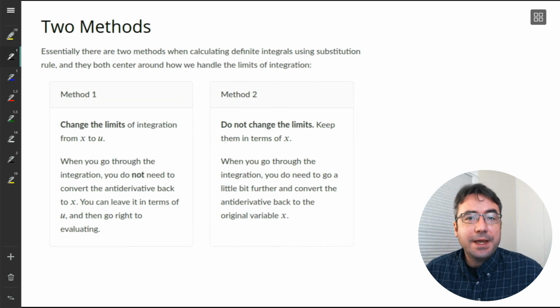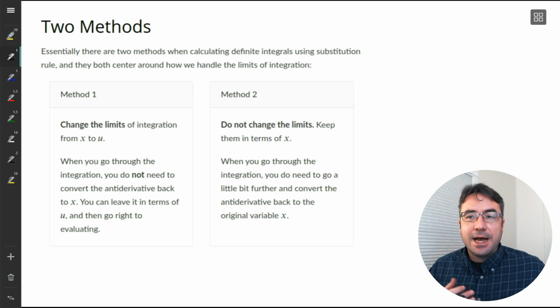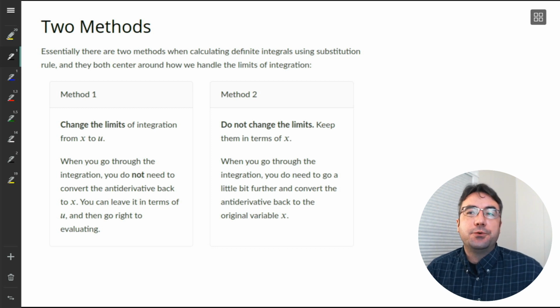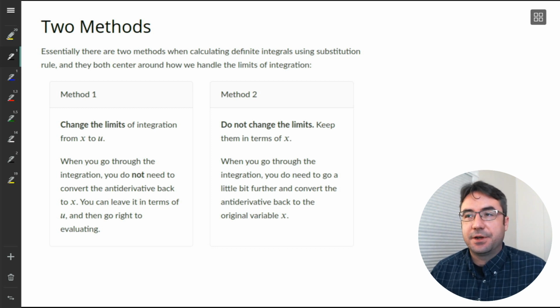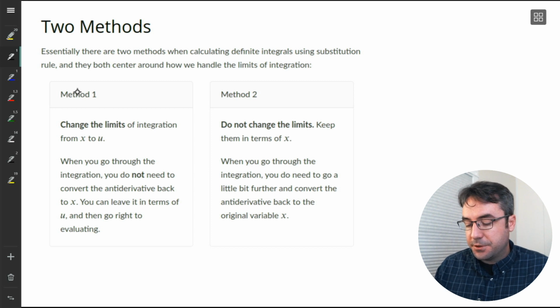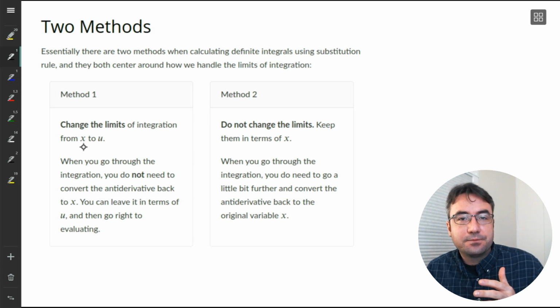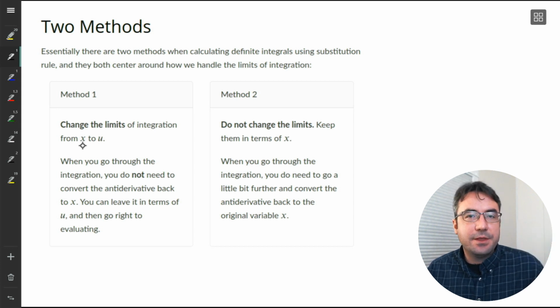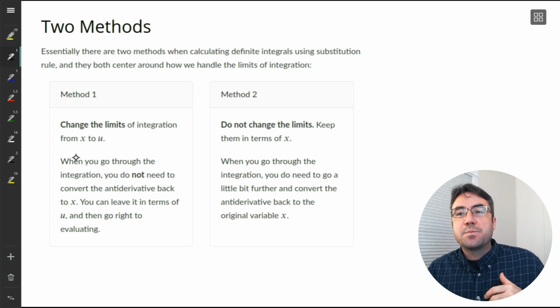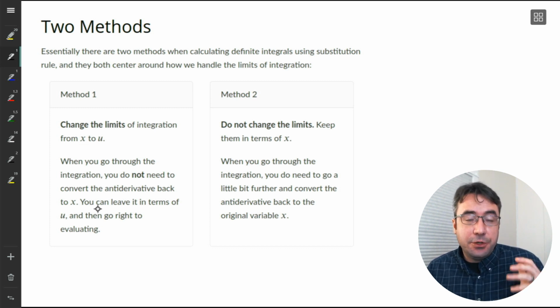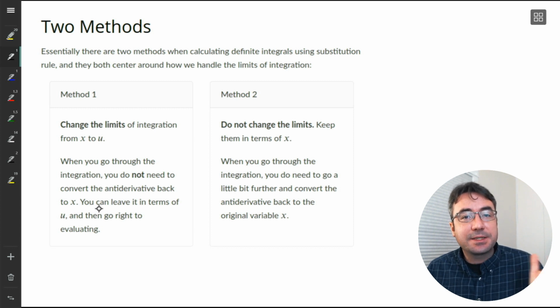And there's really two ways we can go about this, but they all come down to how we handle the limits of integration. So the first method is we're going to change the limits of integration from x to u. And we'll do that right away when we're in the process of choosing u and calculating du. The benefit of doing that is if we do change the limits of integration from x to u, we don't have to convert our antiderivative back to x.